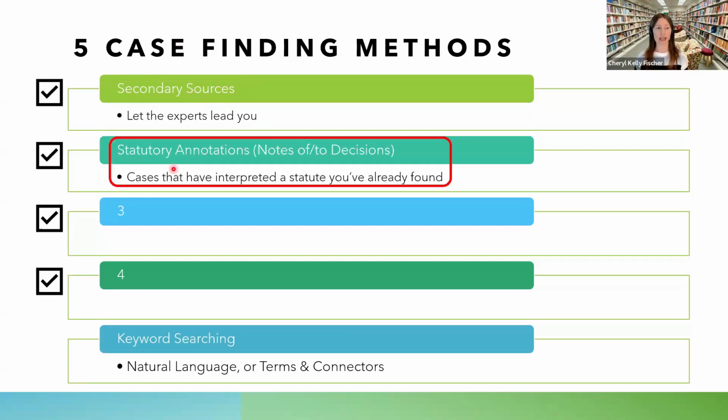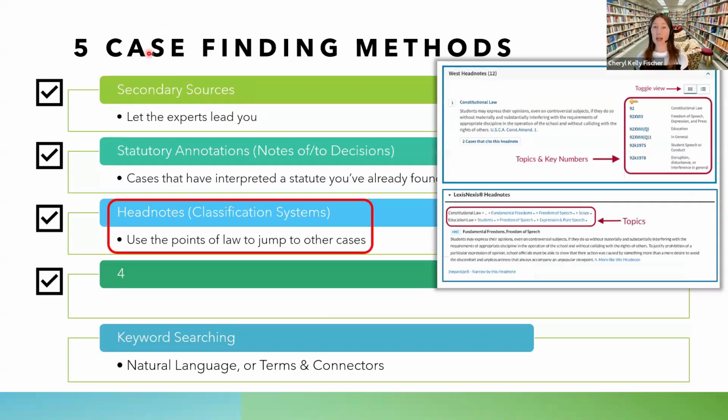Number 2 case finding method is statutory annotation. So you have a statute, you look it up, and then you review the notes to decisions for cases that interpret that statute. Number 3 is headnotes with the classification system.